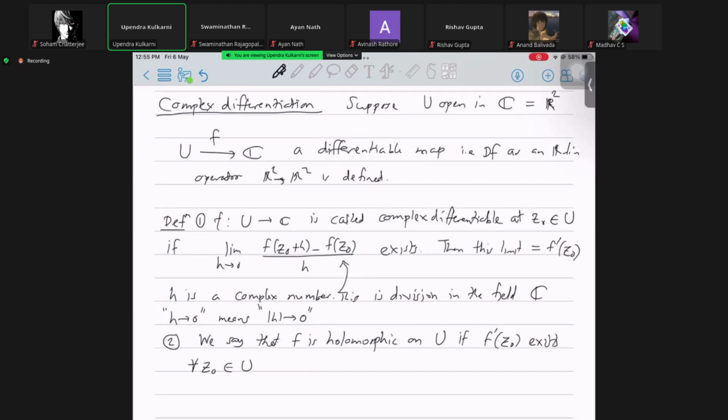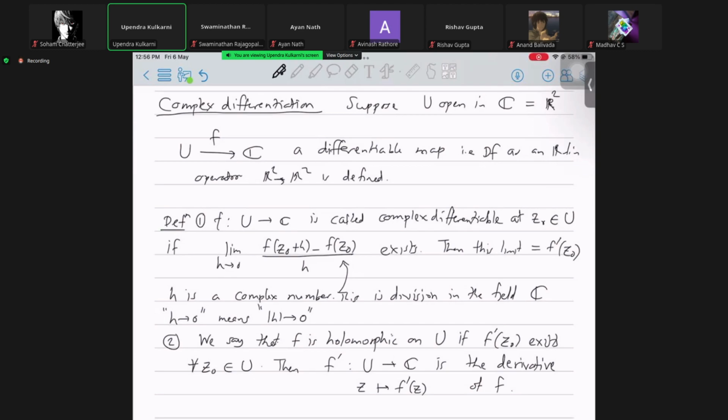Let me tell you one punchline right away. We say the map F prime, which is from U to C, which takes any z to F prime of z, is the derivative of F. So the derivative as a map.